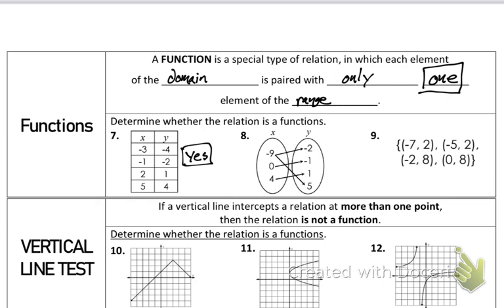For number 8, my one goal is to make sure every element of the domain goes to only one element of the range. How many numbers does -9 map to? It goes to -2, it goes to 5. This is not a function. It is not a function because -9 goes to 2 different range items. This is a big old no.